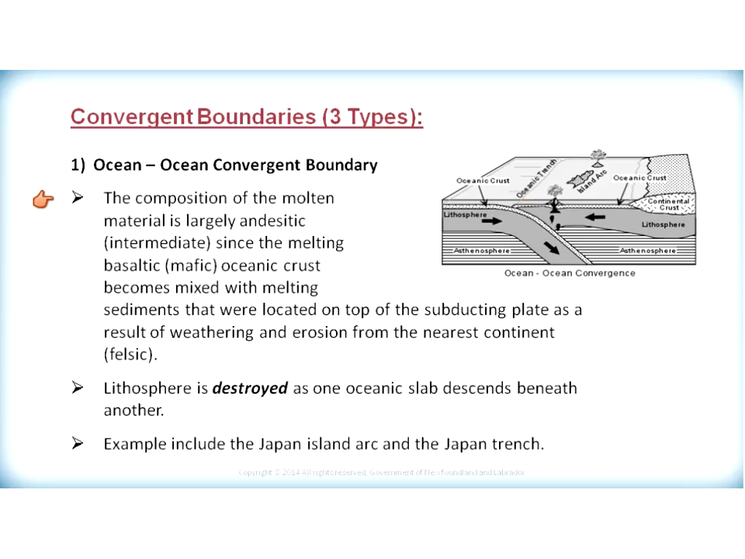The composition of the molten material is largely andesitic, which is intermediate in composition, since the melting basaltic mafic oceanic crust becomes mixed with melting sediments that were located on top of the subducting plate as a result of weathering and erosion from the nearest continent, which is generally felsic in nature. Lithosphere is destroyed as one oceanic slab descends beneath another.